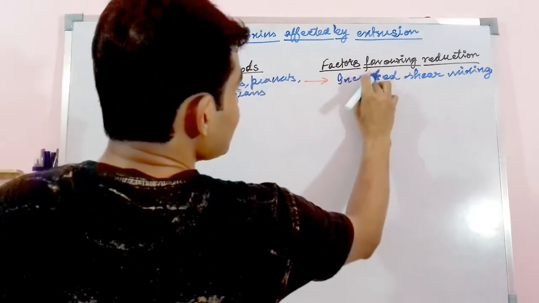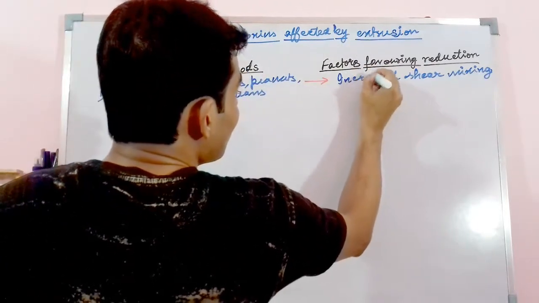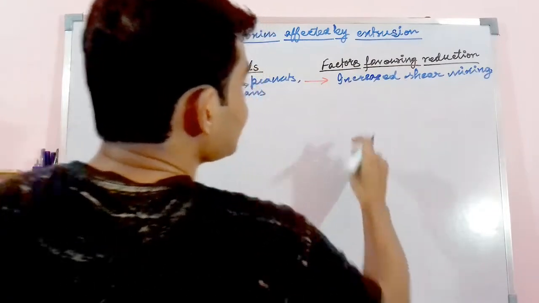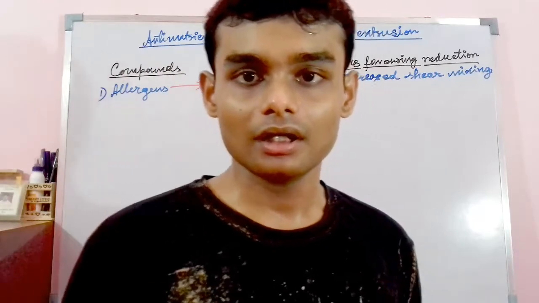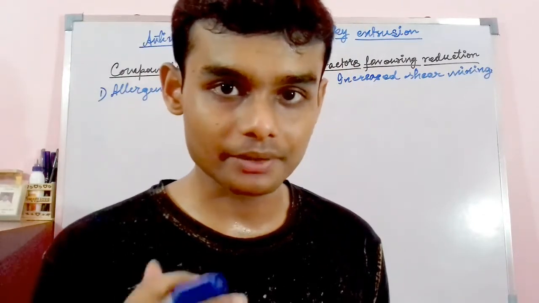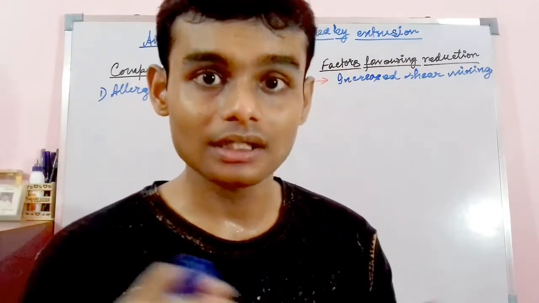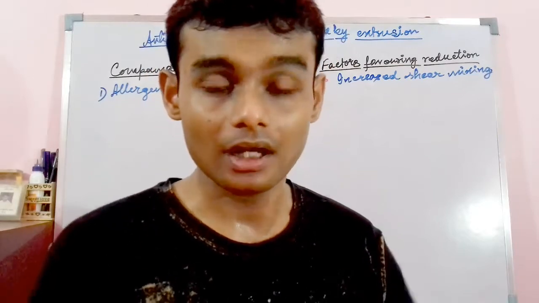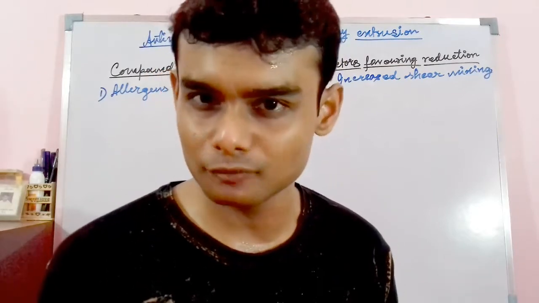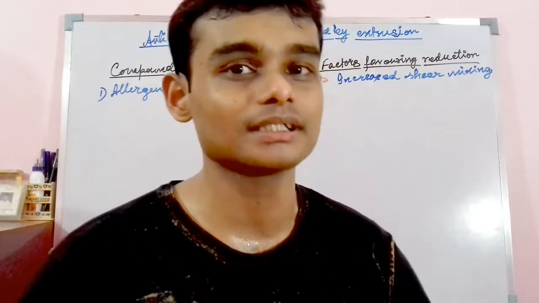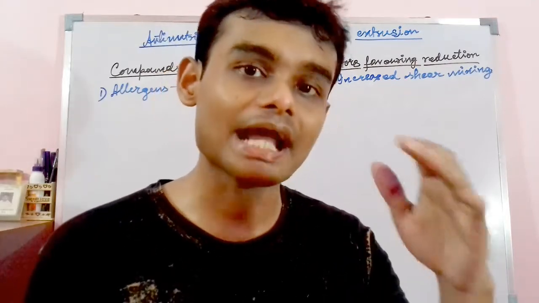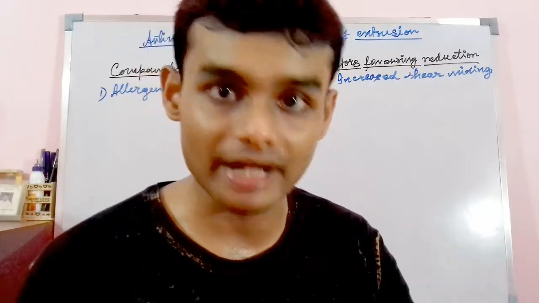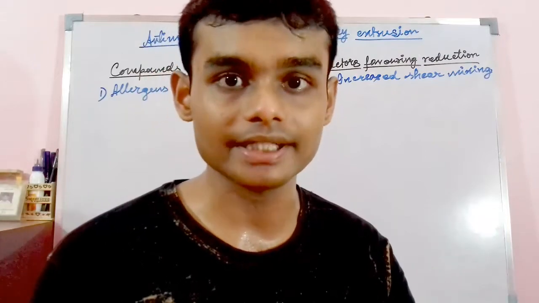Increased shear mixing means, we know that shear is nothing but the development of a force at a particular angle on a layer of the food product. It might be a food product, a textile product, or a metallic product, whatever the substance is, at a particular angle the force is being provided, in order to move particular layers of the food product, right?